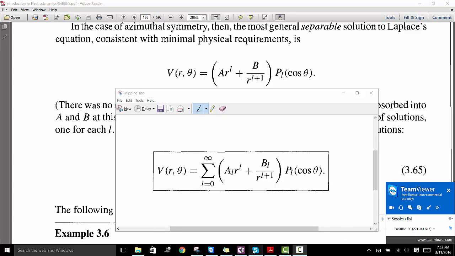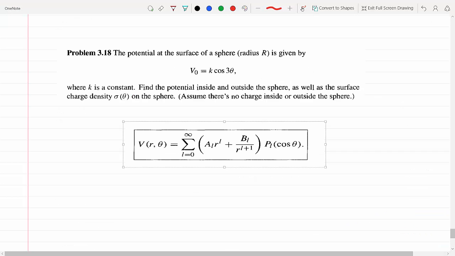Okay, great. So let's go back to this. Look, this is the potential at the surface of the sphere: k cosine 3 theta. And it wants you to figure out the potential inside and outside, and the surface charge density. We'll get back to the surface charge density. Let's start with the potential inside and outside the sphere.